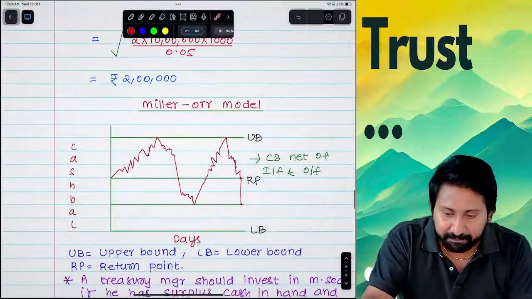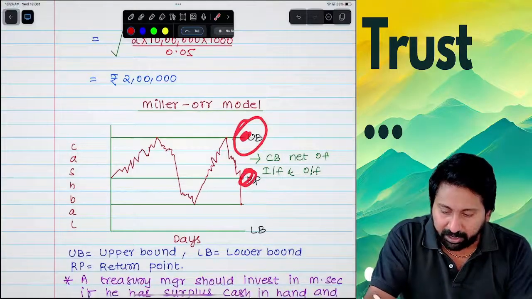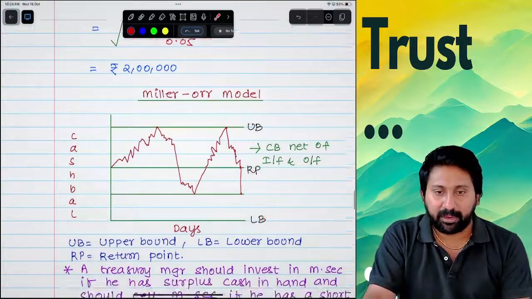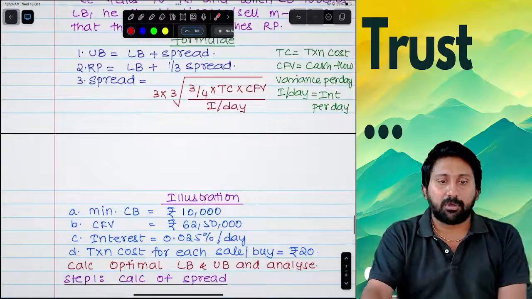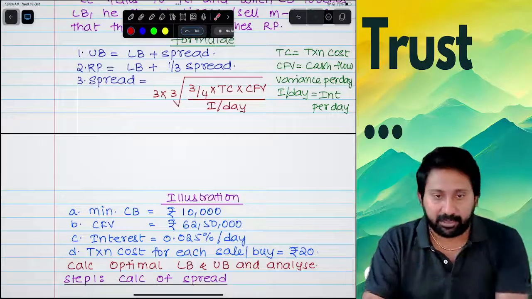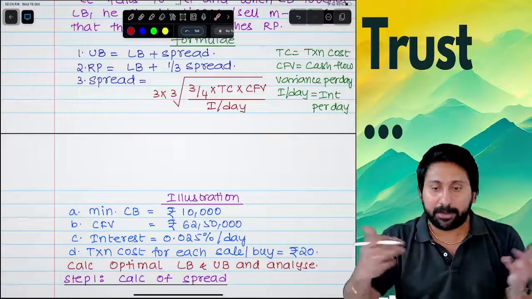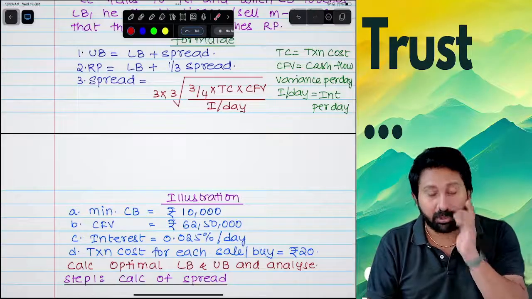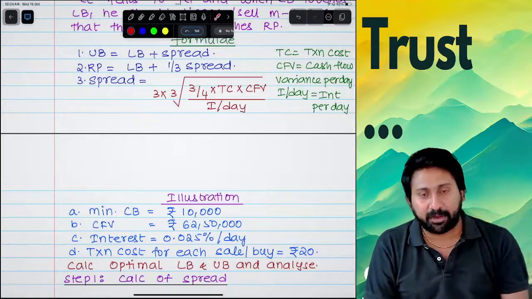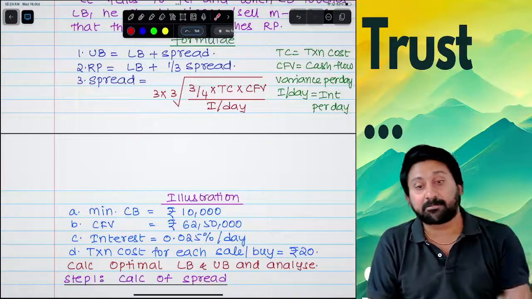There are three parts totally: lower boundary, repeat point, and upper boundary. Three parts are there, right? So they have divided on an average by three. So, lower boundary plus one third of the spread amount. Upper boundary means what? Lower boundary plus spread. Repeat point or return point is what? Lower boundary plus one third of spread.